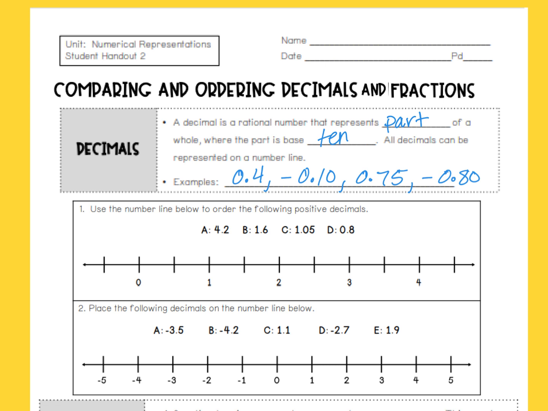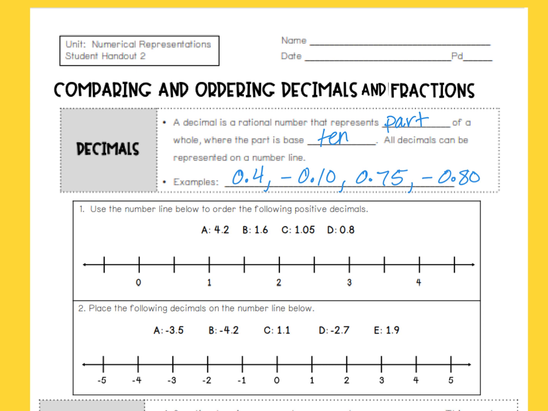Use the number line below to order the following positive decimals. So when looking at number 1, we're given a number line, and they're all positive, so that means that all of our numbers are going to be to the right of 0. So now I'm going to go ahead and focus on letter A. Letter A says 4.20.